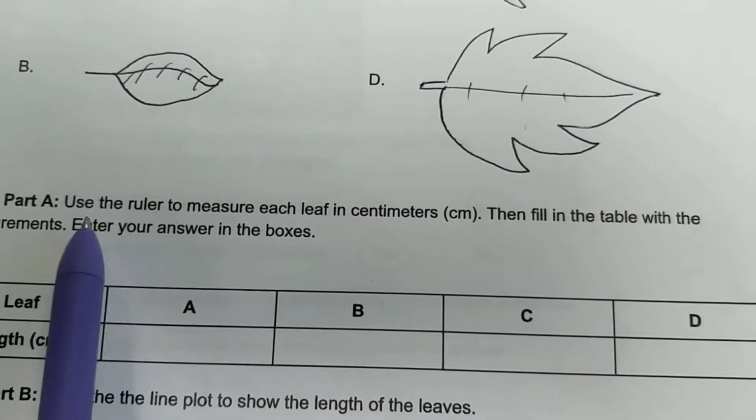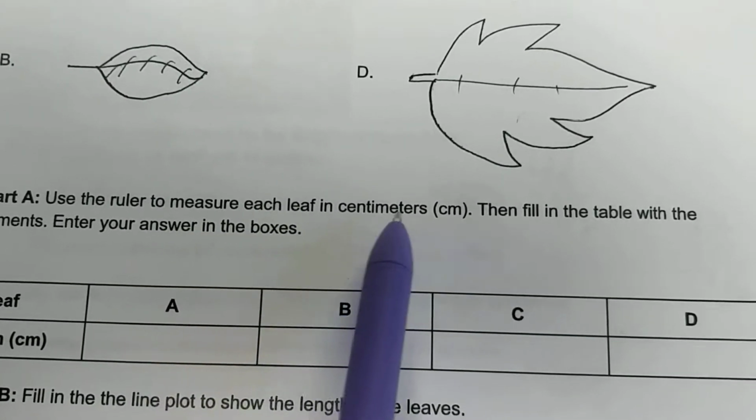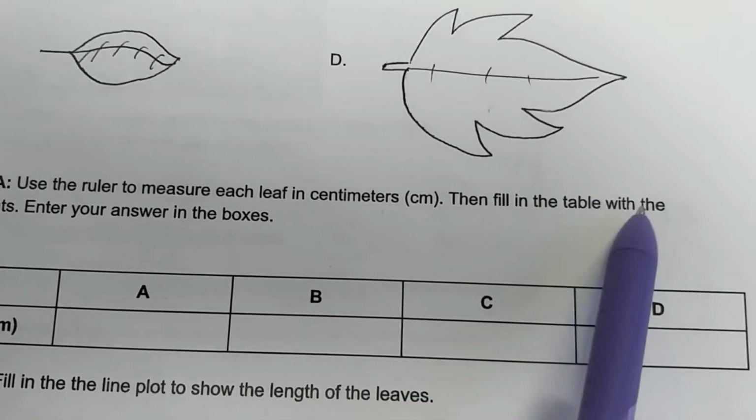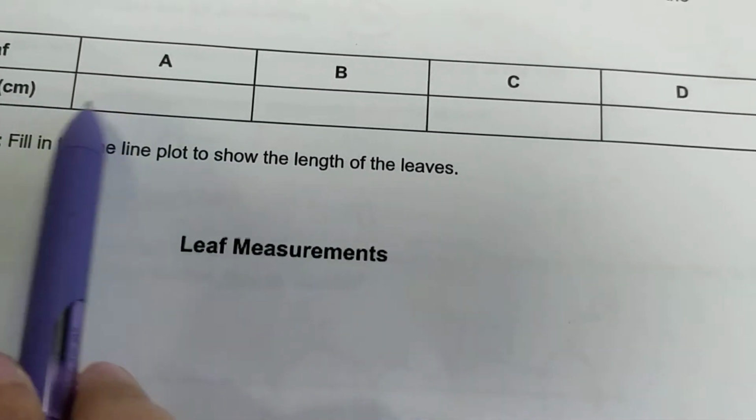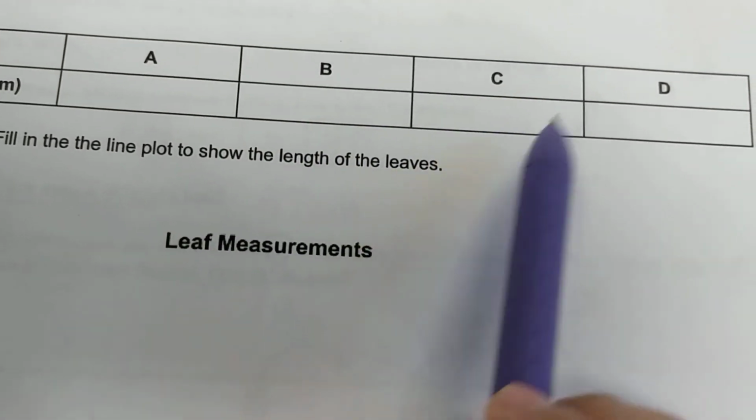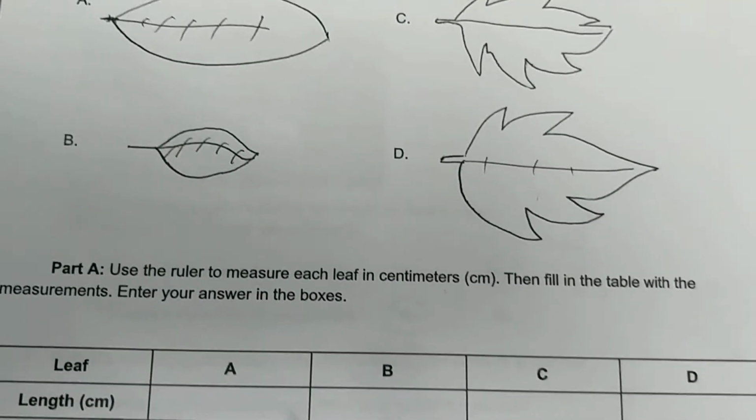You're going to have to use your ruler to measure each leaf in centimeters. Then fill in the table right here. Enter your answers in the boxes. So leaf A, go ahead and write down how long it is in centimeters. Then B, then C, then D. Go ahead and do that now.